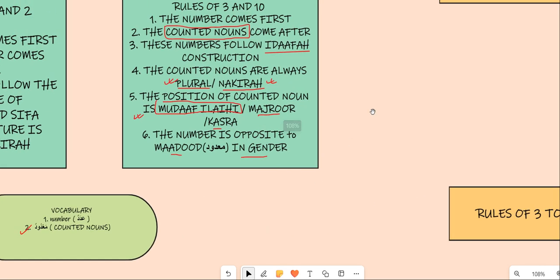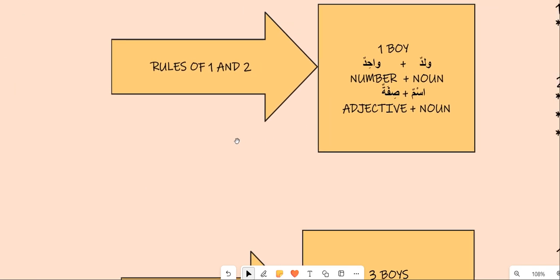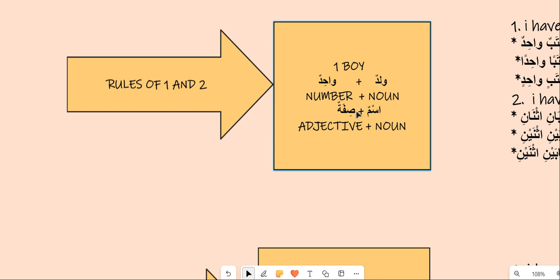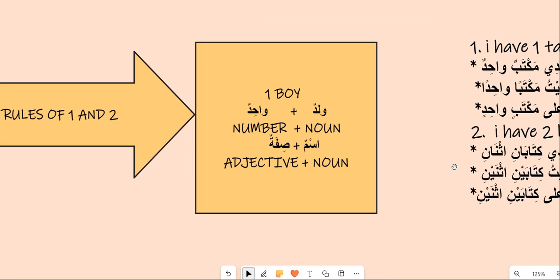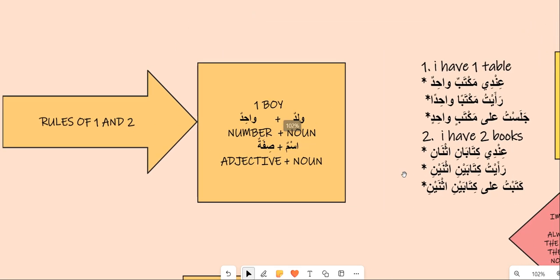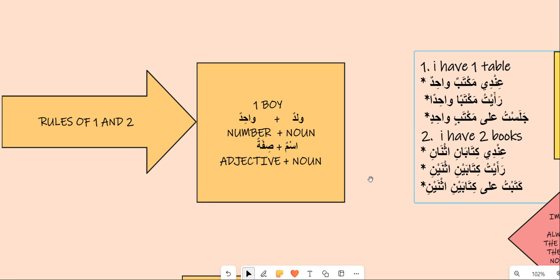Now we will see what the rules are. I have given it like a formula. If you memorize this, inshallah, you will not make a mistake. So what are the rules of 1 and 2? Let's see, I have examples here also. Boy, one boy. So in English, you can see it's one boy. So the number is first and the noun is afterwards.